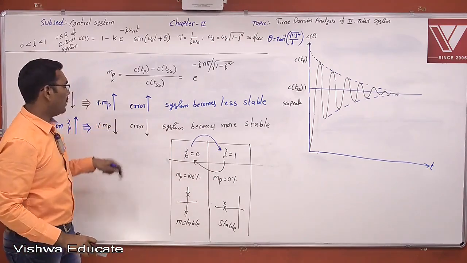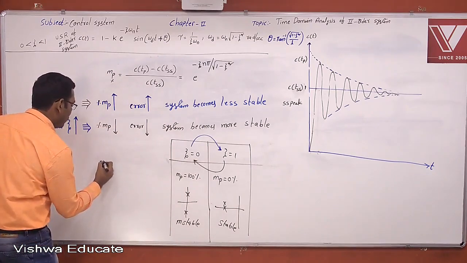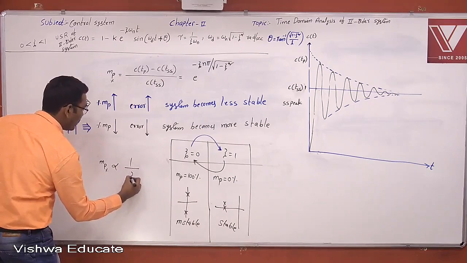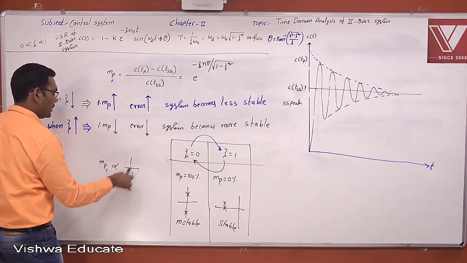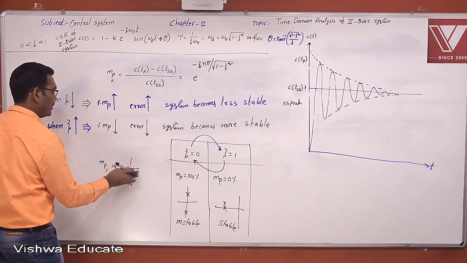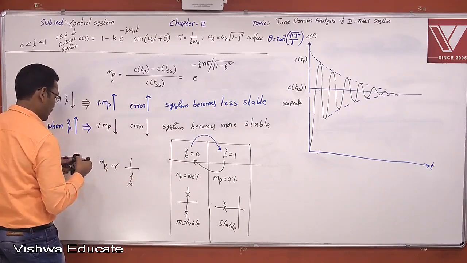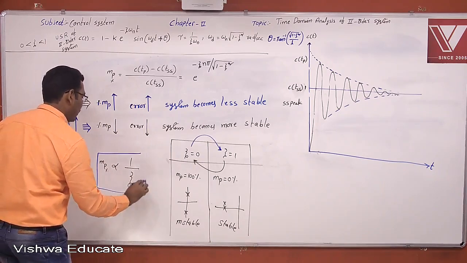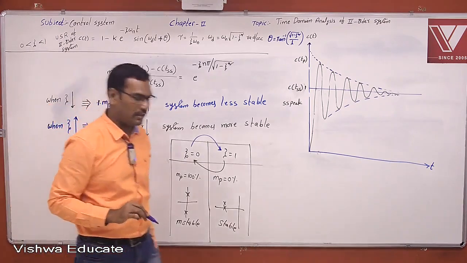Now this is the relation between peak overshoot and damping factor. What is the relation? The peak overshoot and damping factor are inversely proportional. When damping factor increases, peak overshoot decreases; when damping factor decreases, peak overshoot increases. Peak overshoot is nothing but the error parameter, you understand. Okay, this is also a very important relation between the peak overshoot and damping factor zeta. Note down this.